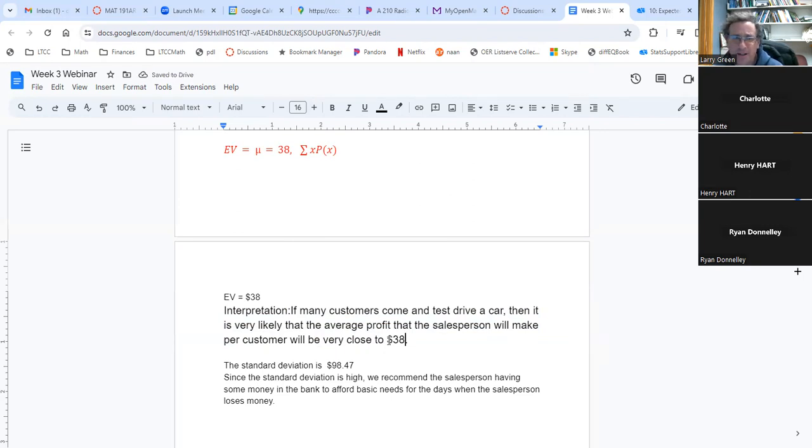Any questions at all on this idea? By the way, none of you said that you do this for a living. How long do you think it takes to test drive a car? Okay, an hour. So if it takes an hour, then on average, this is a $38 an hour job. Does that make sense? If it took 30 minutes, it would actually be a $76 an hour job.